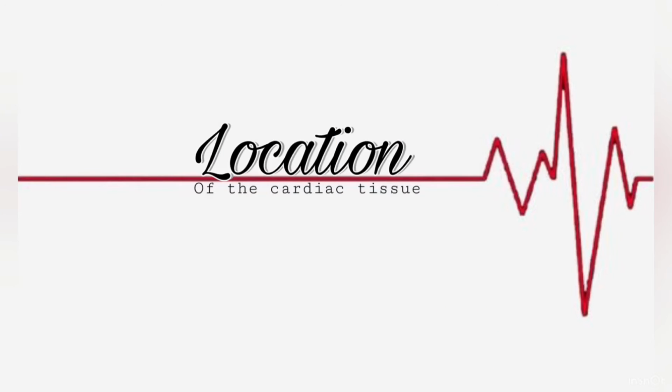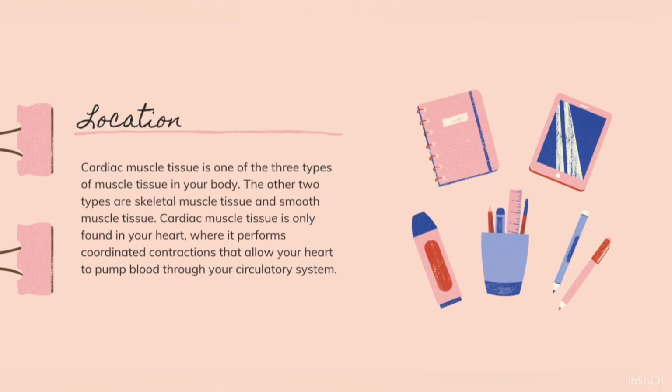Now we are going to see the location of the cardiac tissue. Now the location. As we know, cardiac muscle tissue is one of the 3 types of muscle tissue in your body. The other 2 types are skeletal muscle tissue and smooth muscle tissue. Cardiac muscle tissue is only found in your heart, where it performs coordinated contractions that allow your heart to pump blood through your circulatory system.